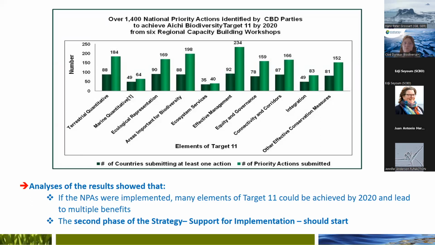So the next step was to go straight to the implementation of phase 2 of the strategy, by supporting effective implementation. And that had to start fast before countries disengage. They had to be kept engaged.